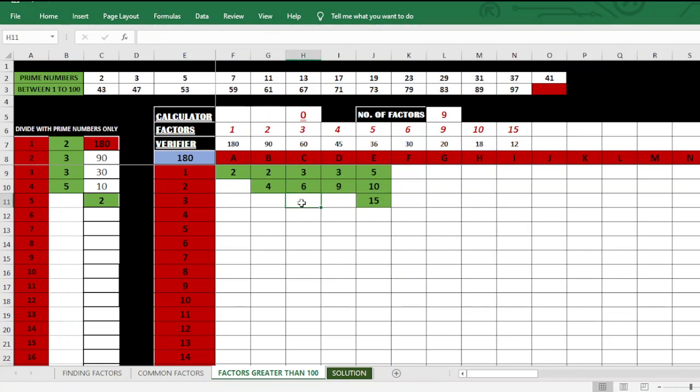4 times 3 will give us what? 12. And then 4, 5, what? 20. Our next value should be what? 6. 6 3 should give us what? 18. Are you with me? 6 3 should give us 18. And then 6 5 should give us what? 30.